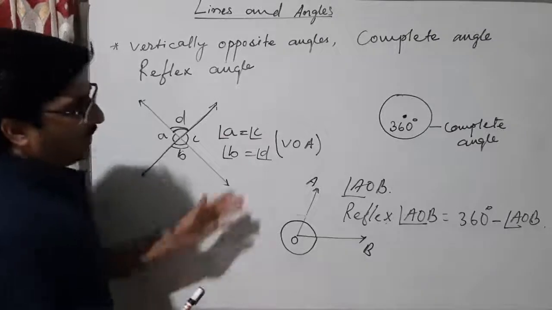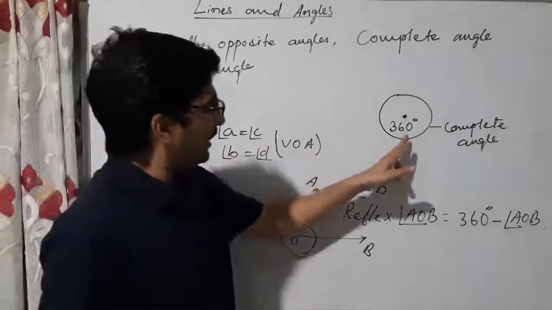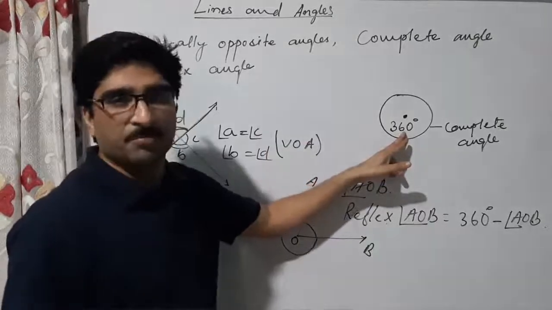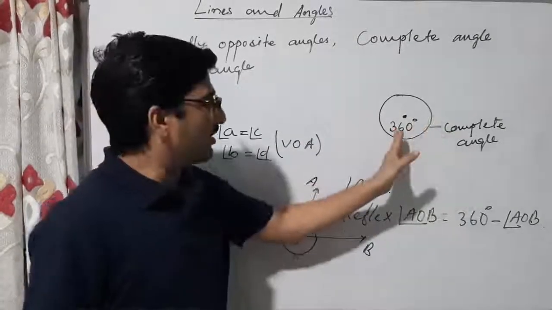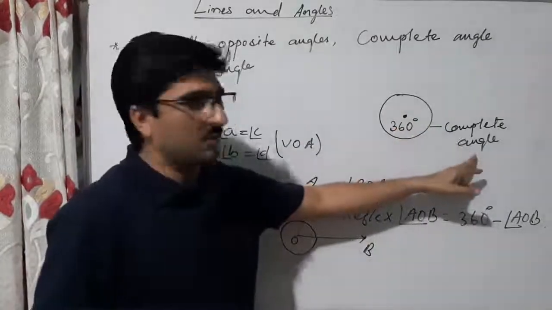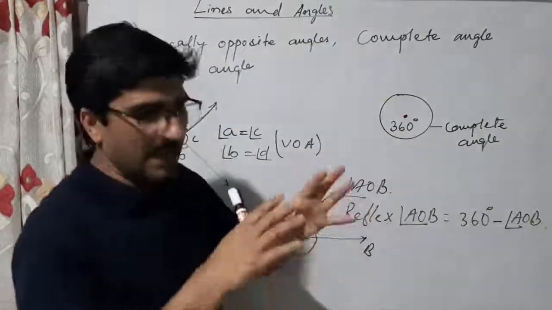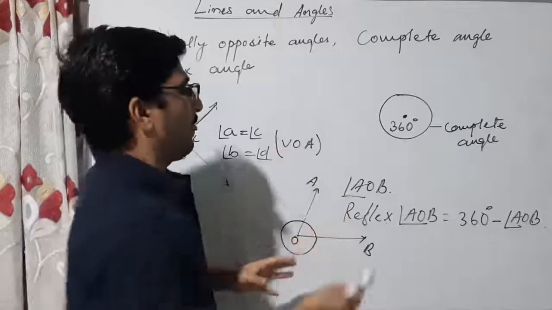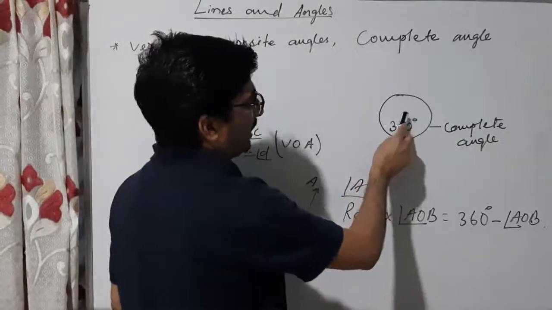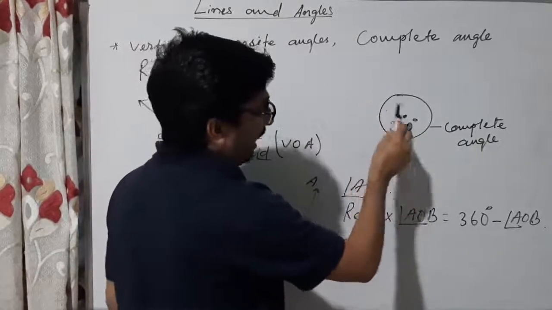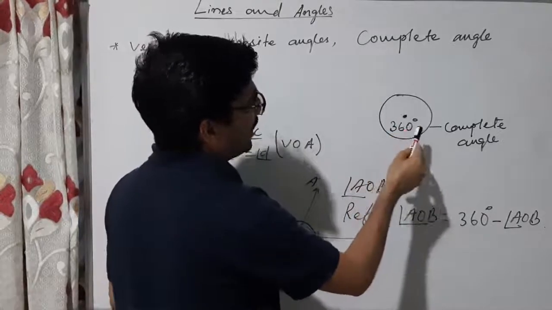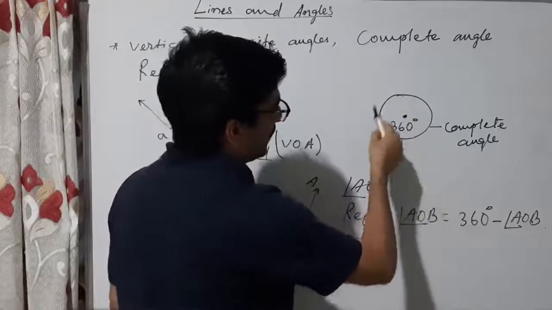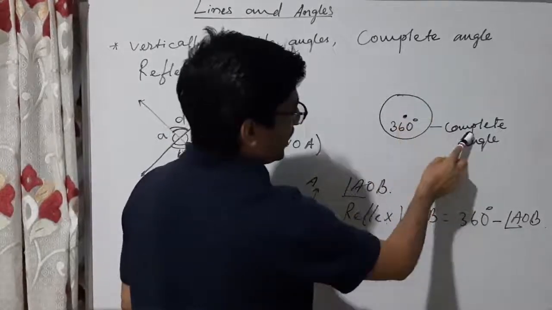Now, complete angle. The maximum measurement of an angle at a point is 360 degree, and it is a complete angle. That means a 360 degree angle is a complete angle, the angle formed at a point. This is the maximum measurement at a point, so an angle of more than 360 degree cannot be found at a point.